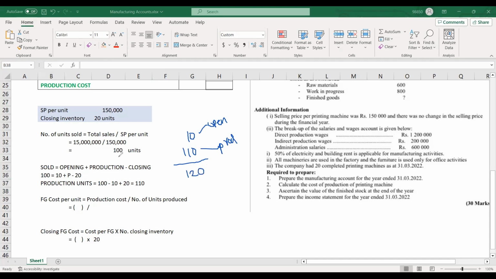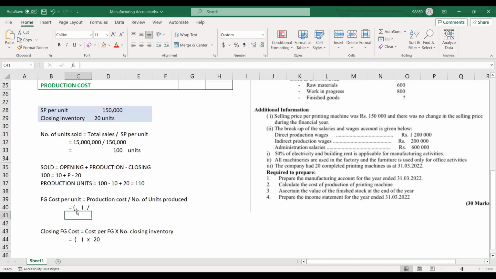Out of this, they have sold 100, right? They had the opening, again they produced and got some more, and now this is how much they have. Out of that, they sold 100, which means 100 left the company. That means 20 should be remaining, which makes sense, right? The closing inventory is 20 units. That's 20 remaining, which means that this amount is correct.